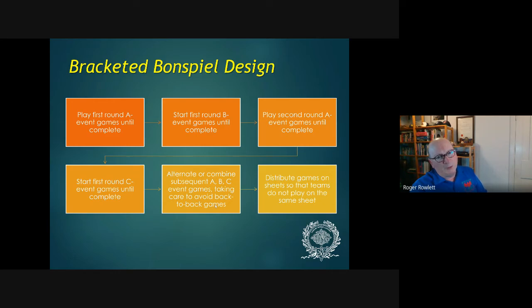And now you're pretty much set up for semifinals at that stage. So now you can alternate or combine. You have very few teams now in each event. You can combine A, B, and C event games to process them through until you have unique winners in each of those events.